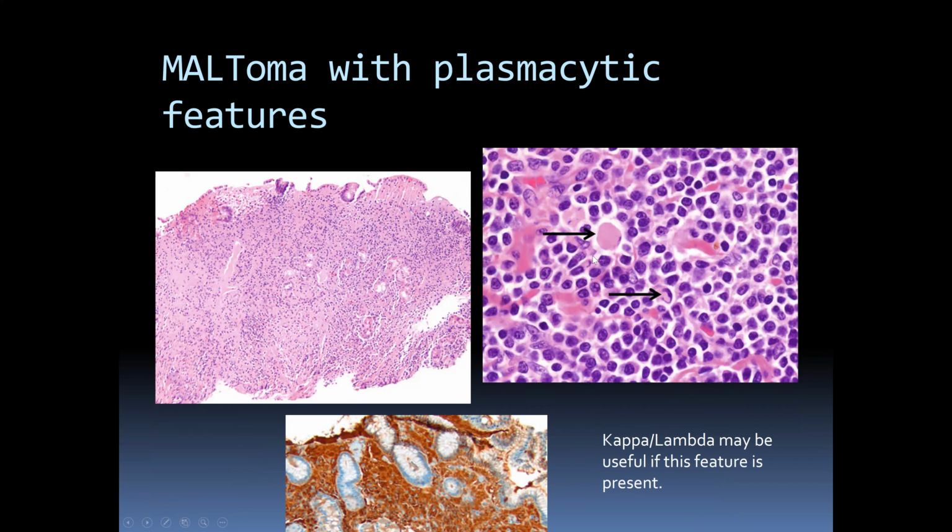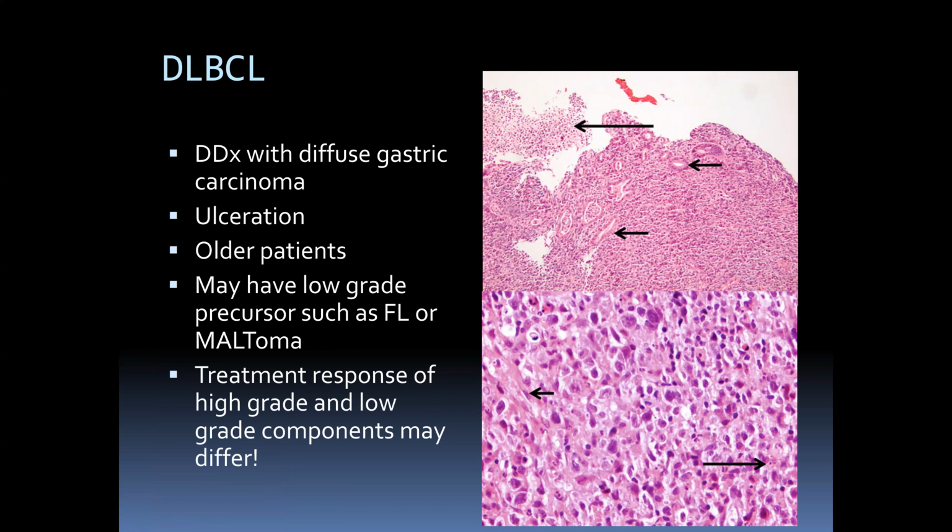Now, the diffuse large B-cell lymphomas in the stomach more frequently would be confused with diffuse type carcinomas, the poorly cohesive carcinomas. These will tend to be older patients, have ulcerations, even though they may have a precursor such as follicular lymphoma or a MALToma. But you can see here at this high magnification how you could consider things like anaplastic carcinoma or undifferentiated carcinoma, poorly cohesive carcinomas, and so forth. And so including diffuse large B-cell in your differential is worth bearing in mind.